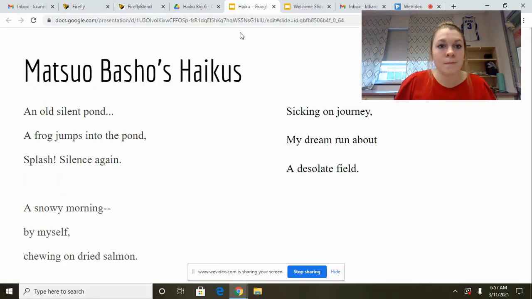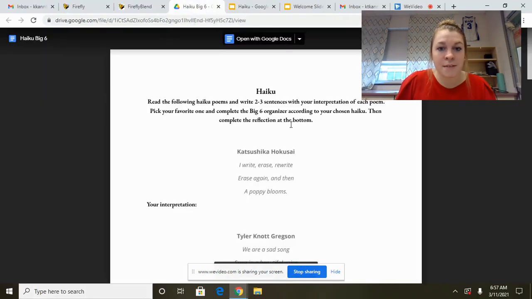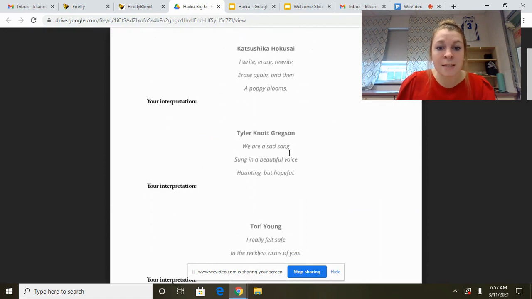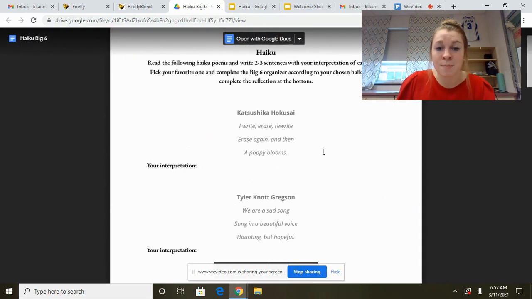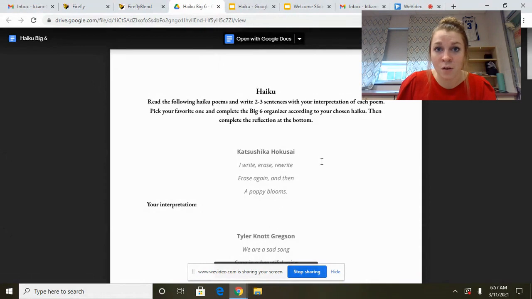So I just want to go over this activity really quickly with you. This is going to be kind of what we do every single time that we go over a new poem. You're going to do a Big Six. I'm going to give you maybe a couple poems, maybe only just one. It'll depend on how long they are. And you're going to read them, give me your interpretation. So this is the paraphrase part of the Big Six.